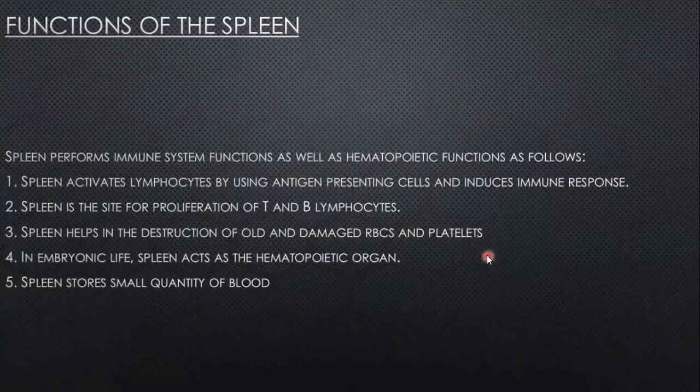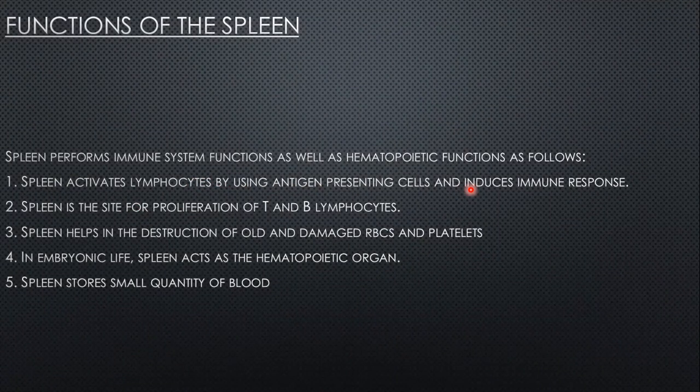So, what are the functions of the spleen? It has an immune function as well as a hematopoietic function in fetal life. That is, the spleen activates lymphocytes by using antigen-presenting cells and induces an immune response. The spleen is the site for proliferation of both T and B lymphocytes. It also helps in the destruction of old and damaged red blood cells and platelets. In embryonic life, the spleen will act as a hematopoietic organ, for blood formation. Also, the spleen stores a small quantity of blood.